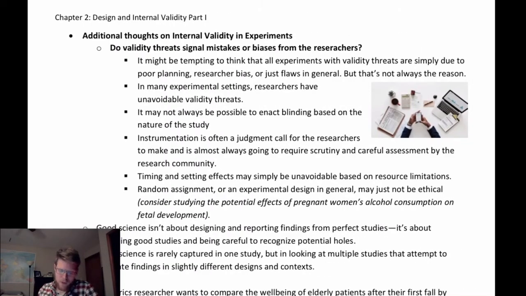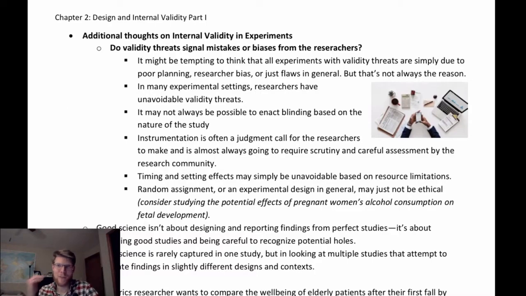Okay, so just some additional thoughts here. Do validity threats signal mistakes or biases from the researchers? It might be tempting to think that all experiments with validity threats are simply due to poor planning or research bias, but that's usually not the reason. In many experimental settings, there are unavoidable validity threats, like you just can't get around them. So don't assume a validity threat is a mistake or a bias as much as it's just an inherent part of what happens in research.